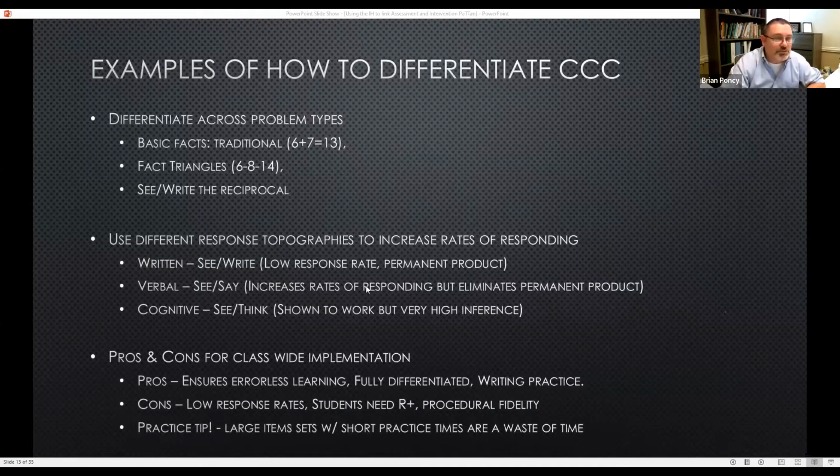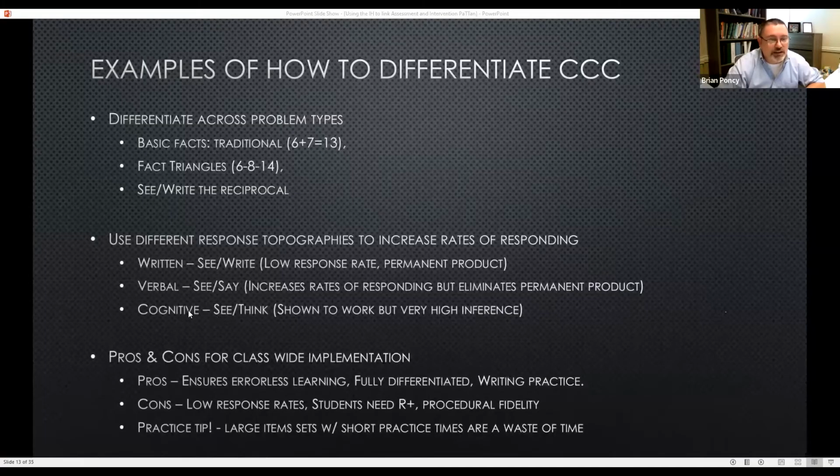And so if you ask your students just to sit there with their cover, copy, compare sheets and whisper what they're doing, you would have no way to validate whether they were actually responding. So if you had non-responders, you wouldn't necessarily know why, but the research shows it works as long as they engage in it. Now, there's also another called cognitive cover, copy, compare, where they basically do everything subvocally, so they think it. It's shown to work, but it's again high inference because you're not observing the child actually engaged in it.